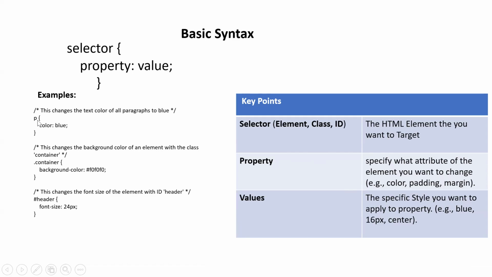In this example, a paragraph is mentioned here. The paragraph element is the selector, and for this paragraph we are providing color blue. In a similar way, we have a class here. If you want to change the background color of the container, we have created one class, dot container, and we have changed the background color by using background-color, and we have provided a hex value here. And third, we have created one ID, header, and we are providing a font size of 24 pixels. So practically we will learn about this.